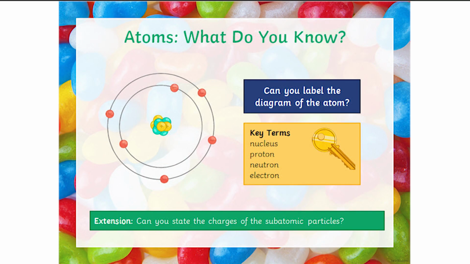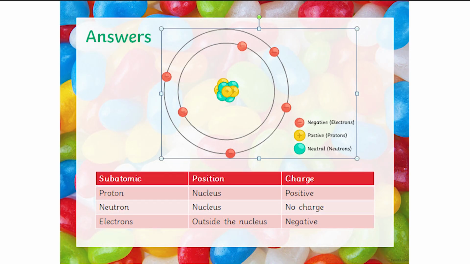The center of the atom is called the nucleus. Inside the nucleus, we have protons, which are charged positively. The other subatomic particle inside the nucleus is the neutron. The word neutron came from neutral, which means no charge. Outside the nucleus, we'll find the electrons, which are charged negatively.